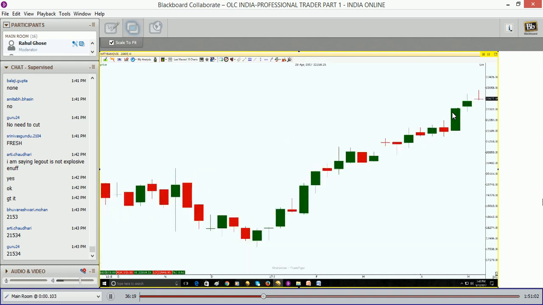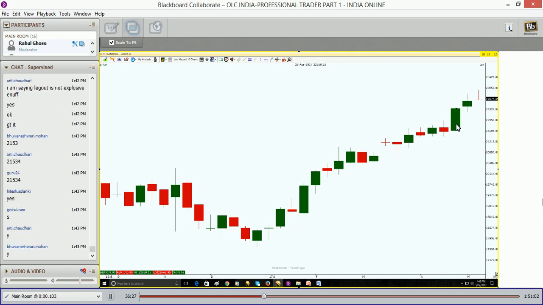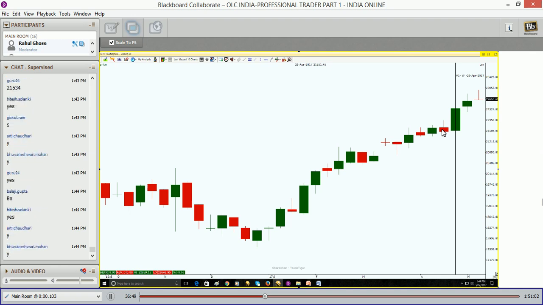21,534, big move in price over here. I'm sure all of you agree this is an exciting candle, yes? Absolutely, I call this my leg out. What do you think? Is this a boring candle?